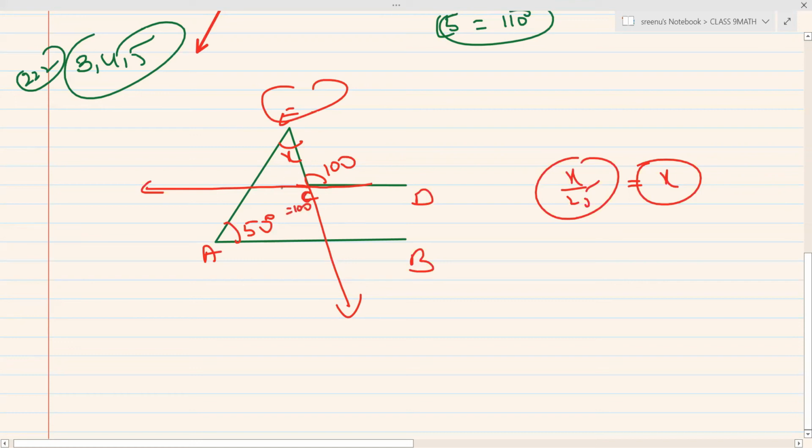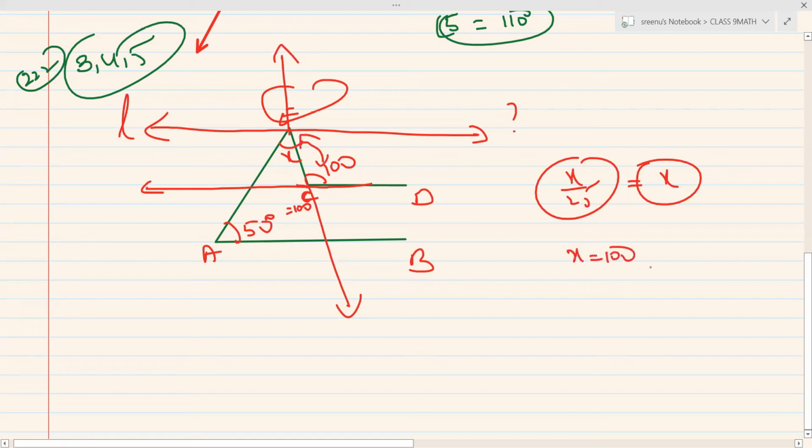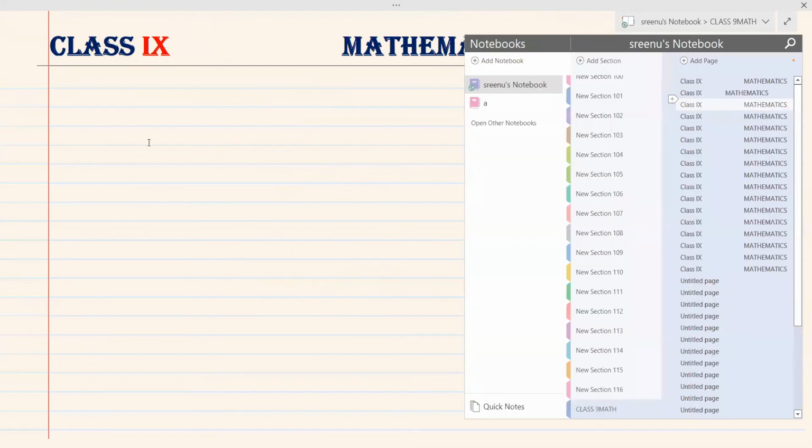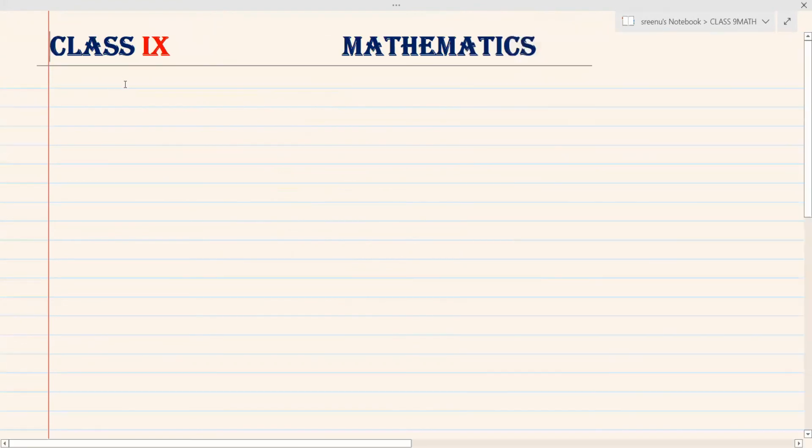But X we don't get. We should draw a parallel line, some other L, and extend it a little more. And you think about X and 100. What can you say about X and 100? They're equal. Then 100 by 25, answer 4. Corresponding or alternate interior, X is 100. Next question.